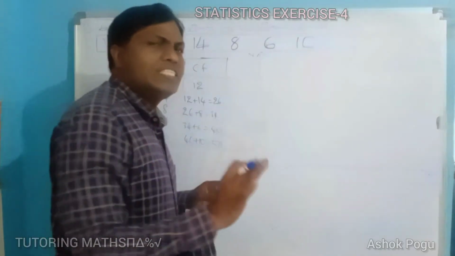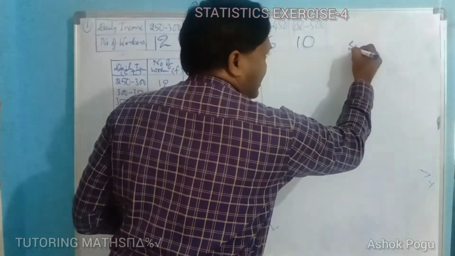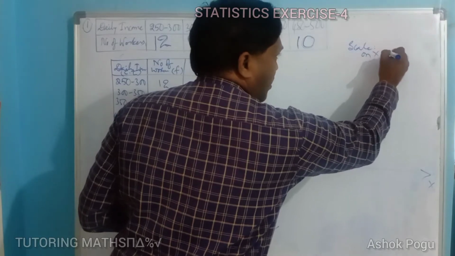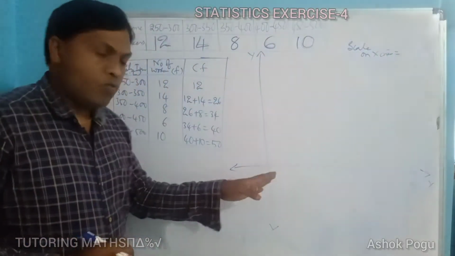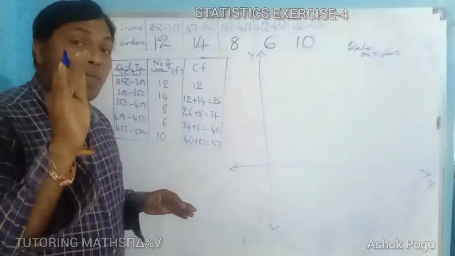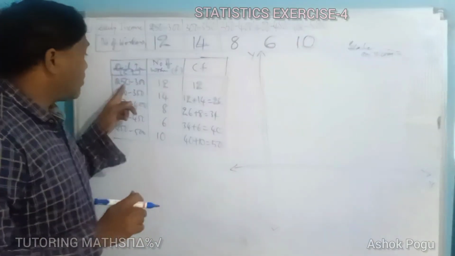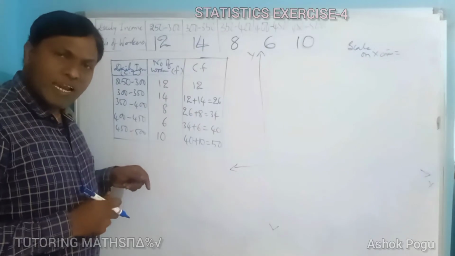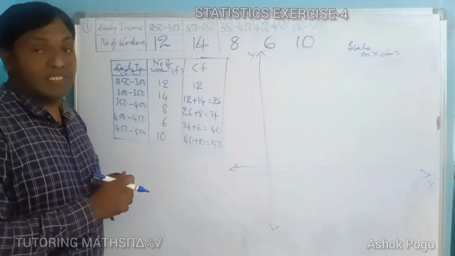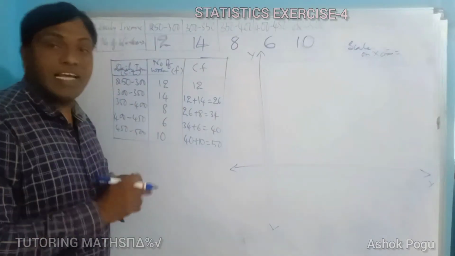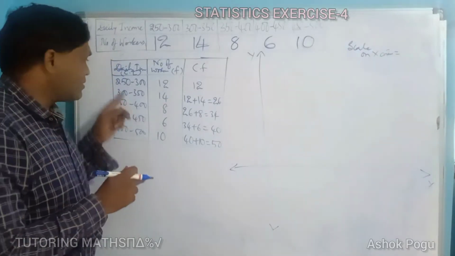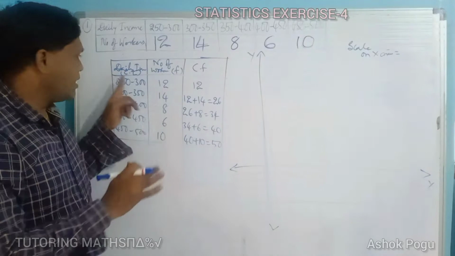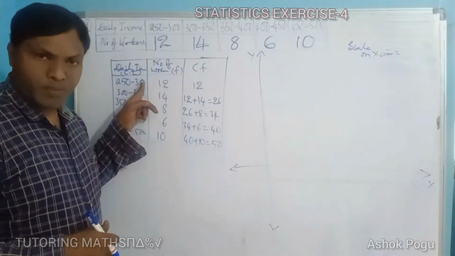And here scale is very important. What is scale? Scale is nothing but measurements on the x-axis. What should be taken on the x-axis? Boundaries. What are the boundaries? This is an exclusive type of classes. If the classes are continuous, exclusive type of classes, the lower limit, the left side limit, becomes the lower boundary, and the right side value becomes the upper boundary.